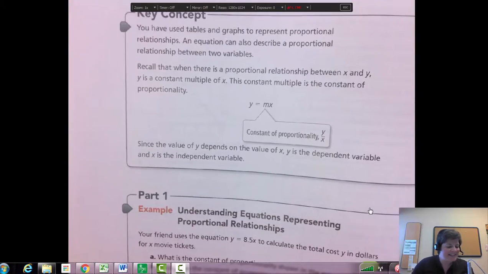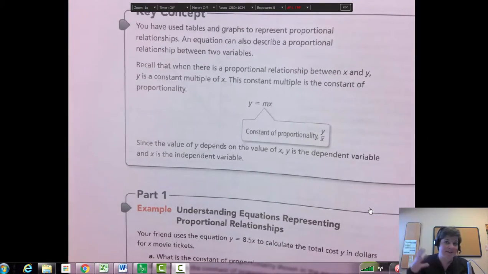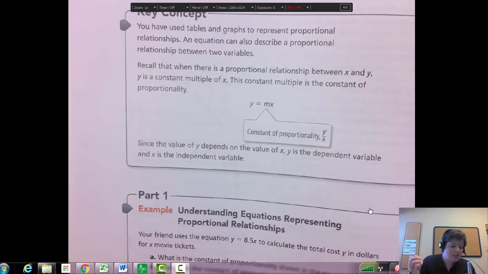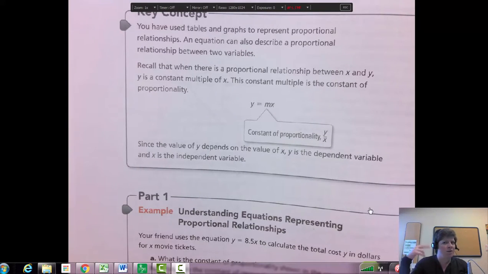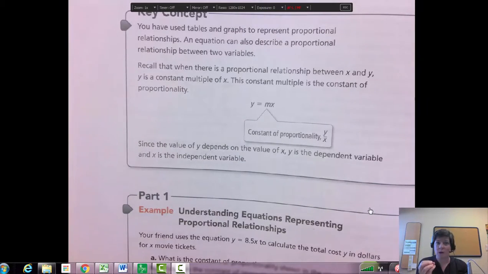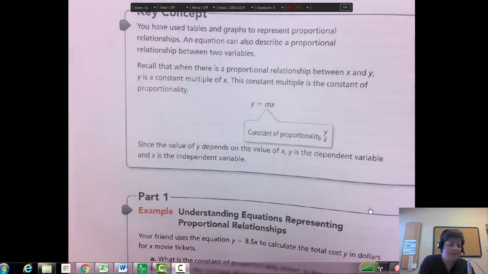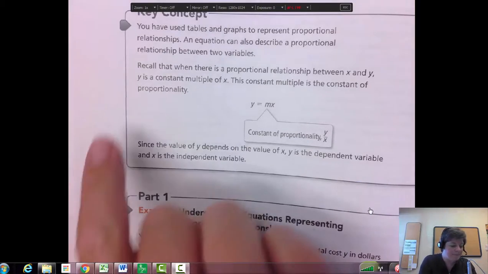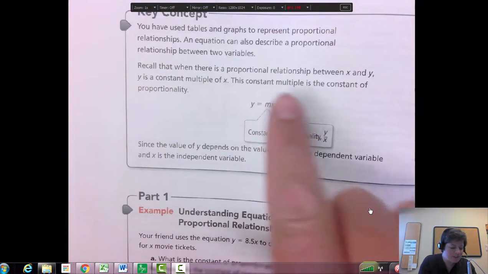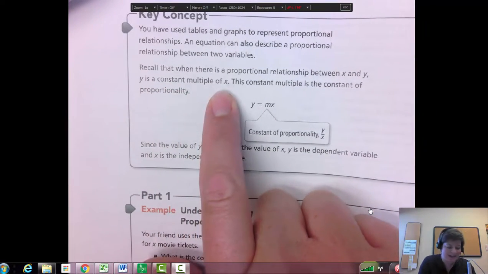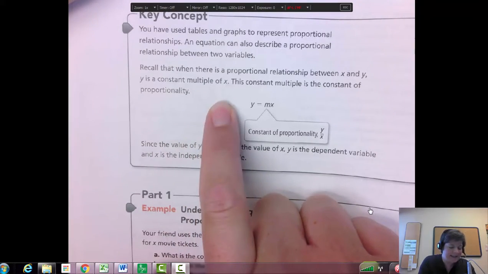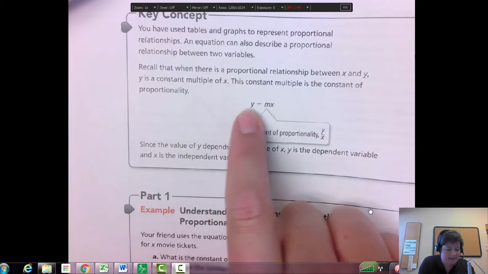So, what is the key concept for this section? We're still talking about that constant of proportionality, which remember was just y divided by x on your charts, your samples of x and y combinations. But this time I want to show you it in a different way: when we have a relationship where y is a constant multiple of x. Let's look at this equation.